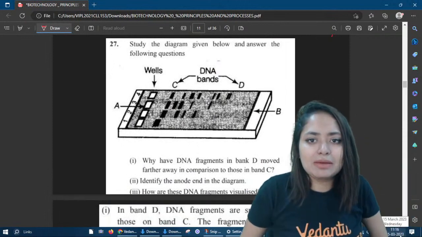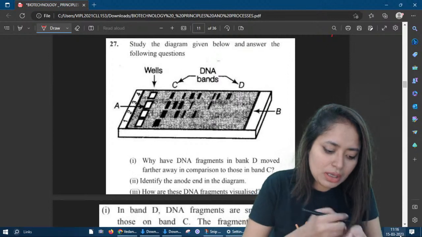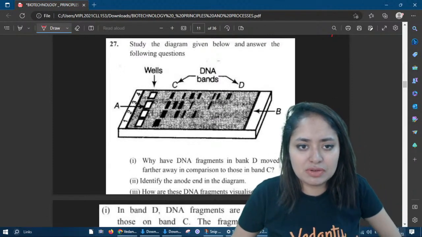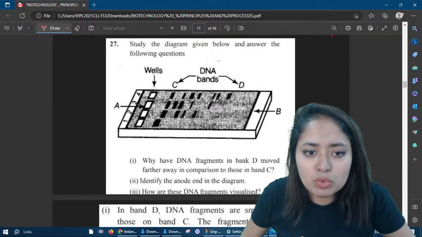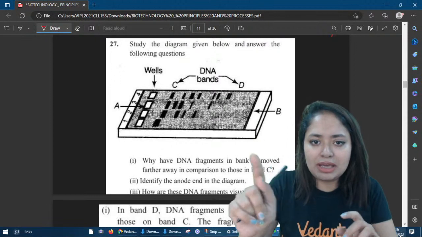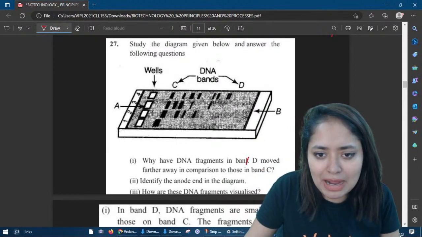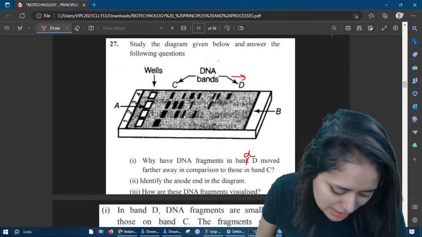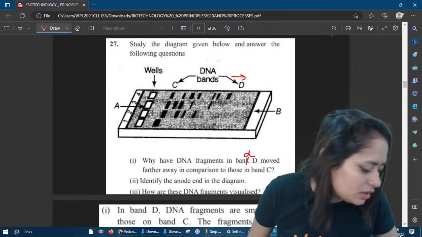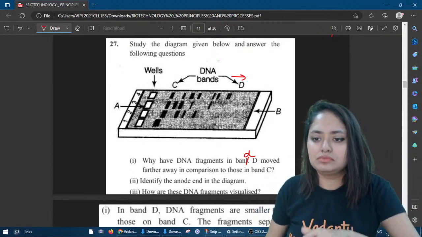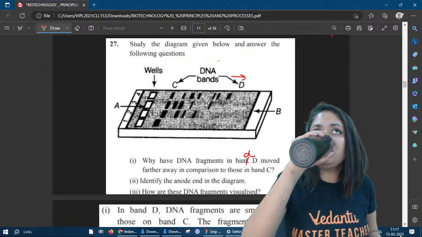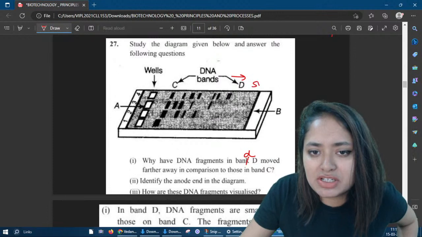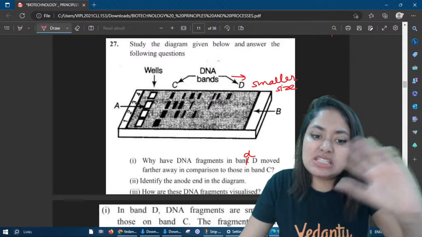This is a PYQ. Study the diagram given below and answer the following question. Come on. Very important. Likhte jao, fatafat likhte jao. Study the following diagram and answer the questions given below. Why have DNA fragments in band D moved further away in comparison to those in band C? It's not bank, it should be band. Haan. Band D itna aage kyu aaya hai band C ke comparison mein? Fatafat answer de do. Ready? Smaller size ke wajah se, the D is moving further away. C has a bigger size.